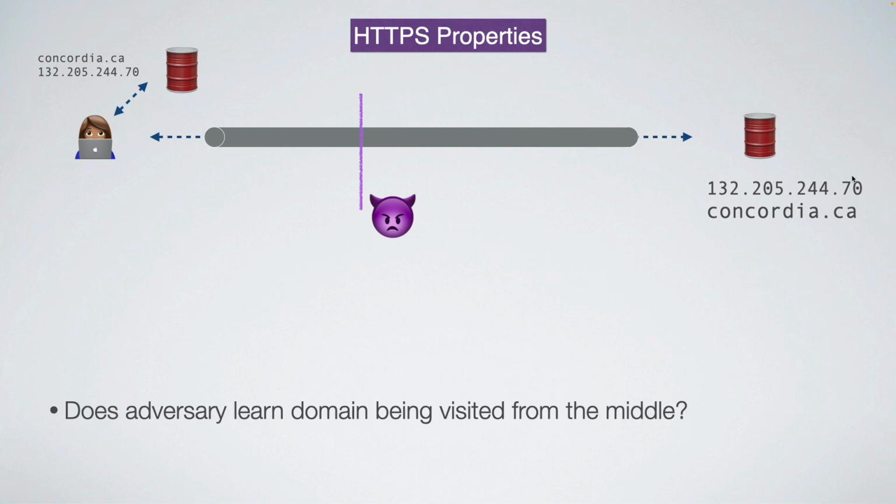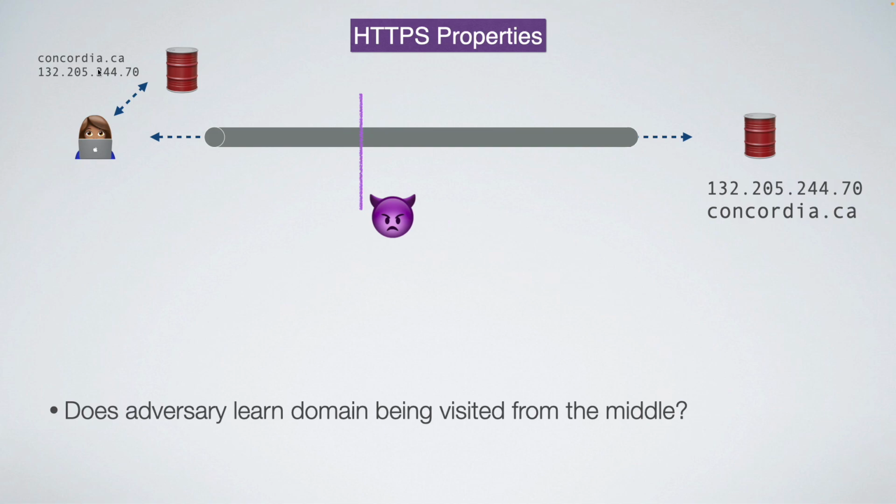So eventually it will get to the right physical server, which corresponds to this IP address. Okay. Now, does the adversary in the middle know that I'm going to concordia.ca? That depends on the protection used in the network. Okay, so Concordia.ca itself could be in the tunnel or outside of the tunnel. If he knows the address.